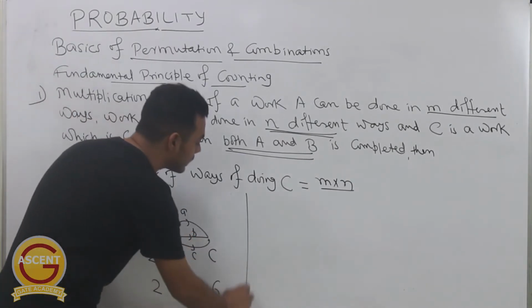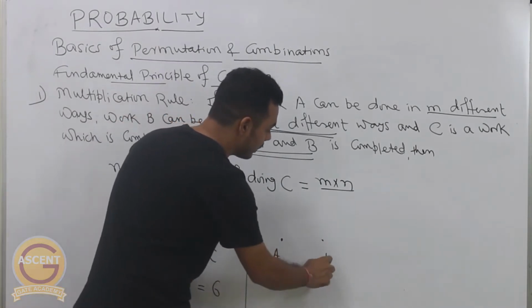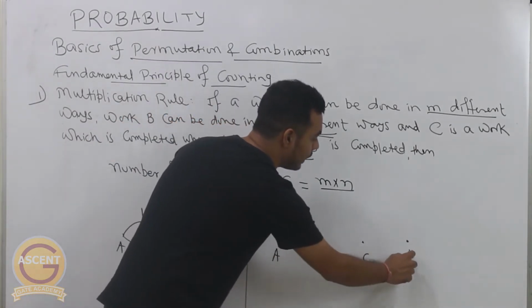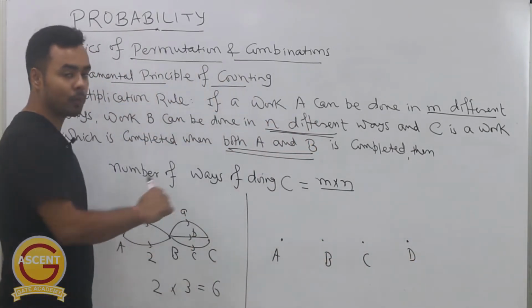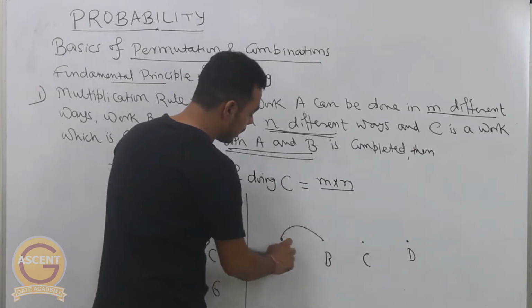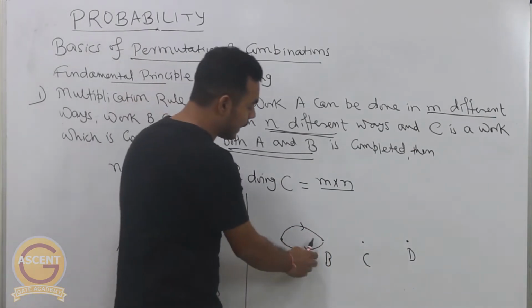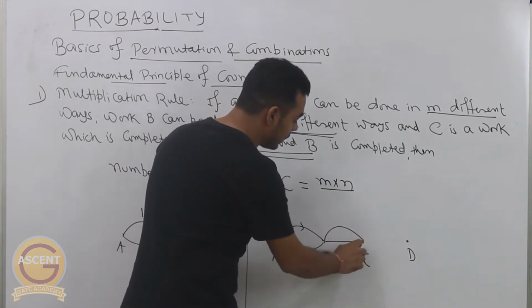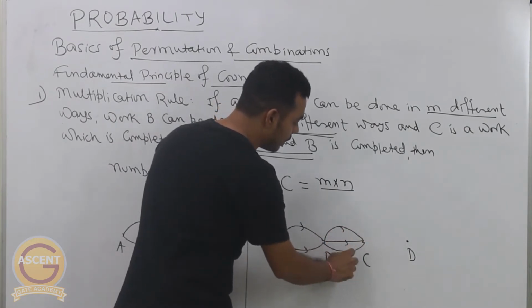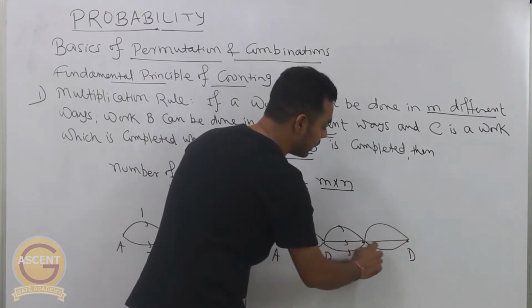You can take another example. Suppose I have 4 points, say the points A, B, C and D, and I have to go from point A to D, but the first step is to go from A to B. Now say there are two ways to go from A to B. Then the second step is to go from B to C, and there are three ways to go from point B to C. And similarly say there are 4 ways to go from point C to D.